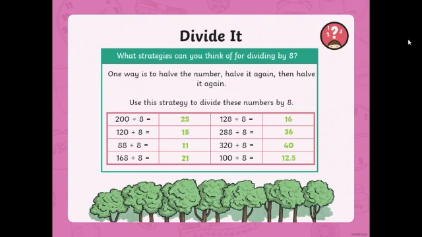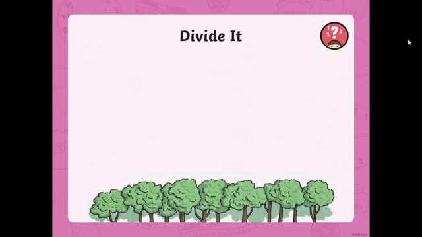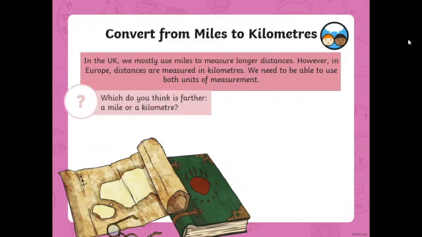Like I said earlier, we mainly use miles in this country when we talk about distances, but in lots of other countries, kilometres are used, and that's why we need to have an understanding of how they relate to each other. The little question there says, which do you think is farther, a mile or a kilometre? We know a kilometre is 1,000 metres. A mile is actually further. A mile is roughly 1,600 metres, so 600 metres more than a kilometre.